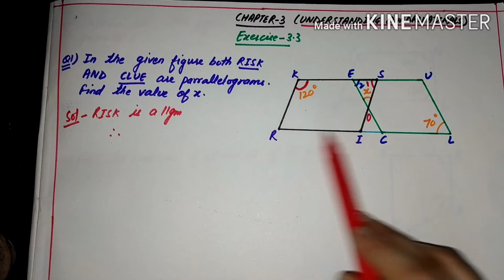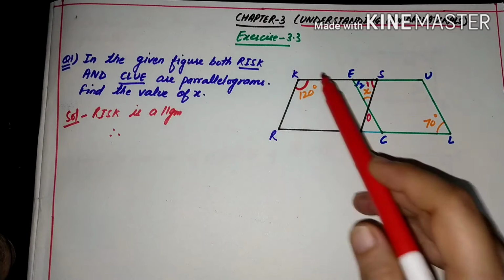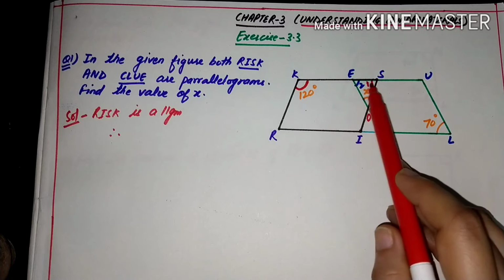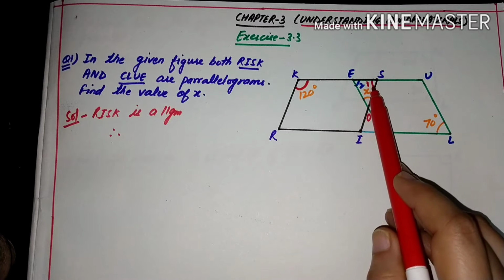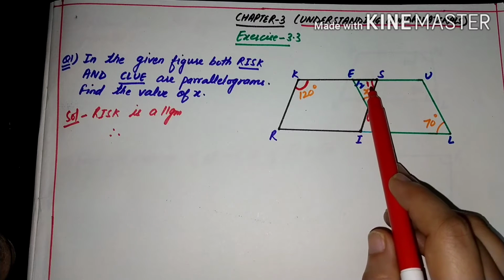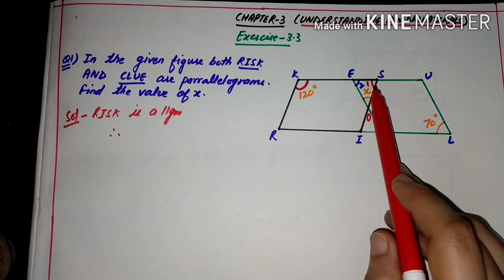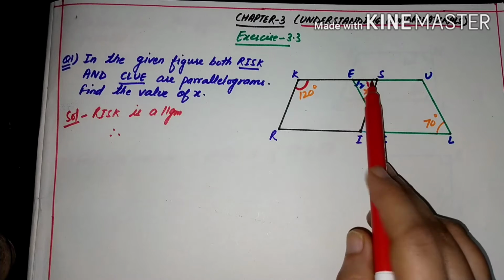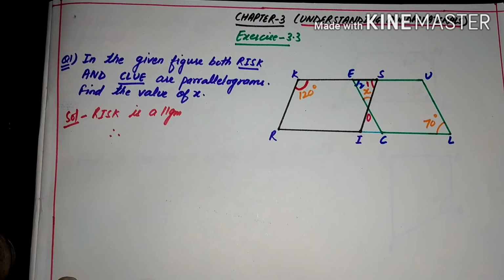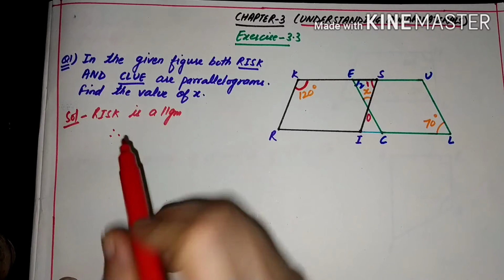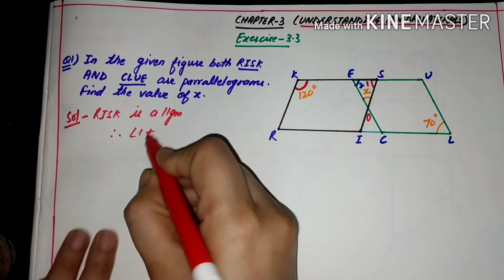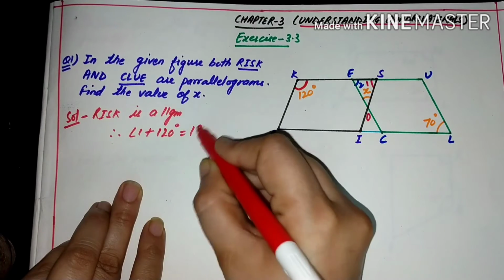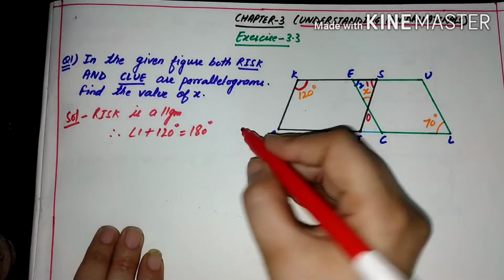As you know, RISK is a parallelogram and angle K and angle 1 are the adjacent angles of this parallelogram, and we know that in a parallelogram adjacent angles are supplementary. So we will find the value of angle 1 first. So let us find it. As RISK is a parallelogram, therefore angle 1 plus 120 degree equals 180 degree.